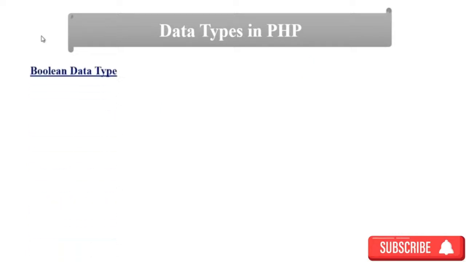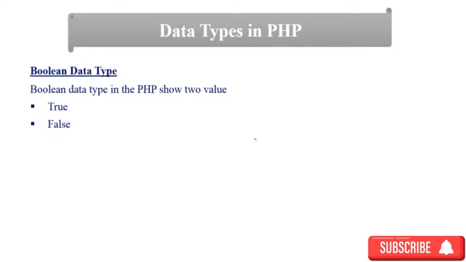Another is the Boolean data type. The Boolean data type in PHP shows two possible values. One of them is true, another is false. So these are the different data types we have discussed: string, integer, float, and Boolean. So I will open VS Code and provide different examples about these data types, and I will clear your concept.